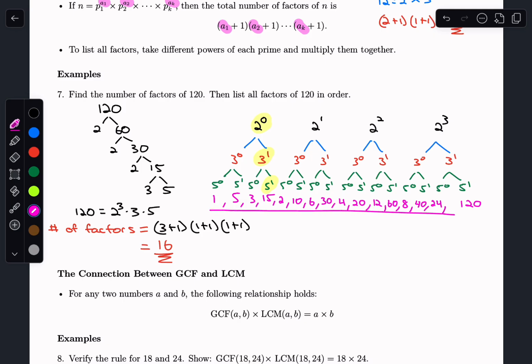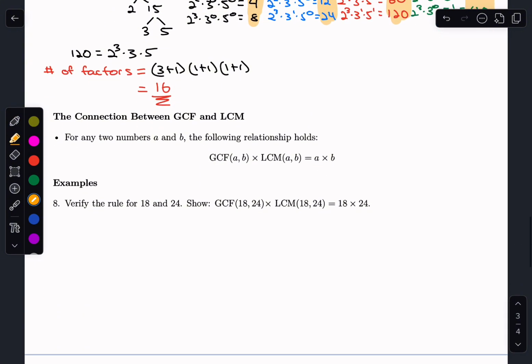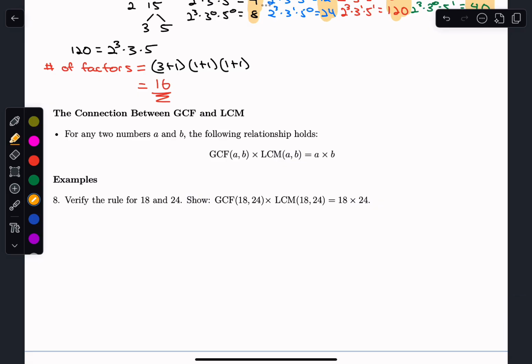So these pink numbers down here are every single whole number that divides 120. That's it. There's no other numbers. 120 has 119 numbers that are less than it, but only 16 actually work out to divide 120. And we just found all of them. Great job, team. Okay, last thing we're going to talk about is the connection between the GCF and the LCM.